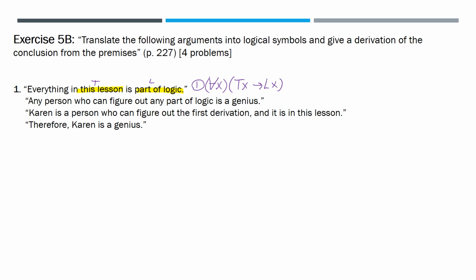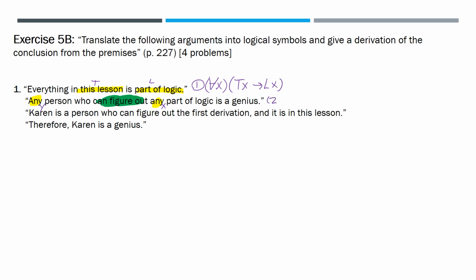Premise 2, any person who can figure out any part of logic is a genius. We have this any person and this any part of logic. There are thus 2 quantified variables. We will say any person is y and any part is x. Furthermore, we have a relational predicate, figures out. We'll give F for figures out and G for genius.